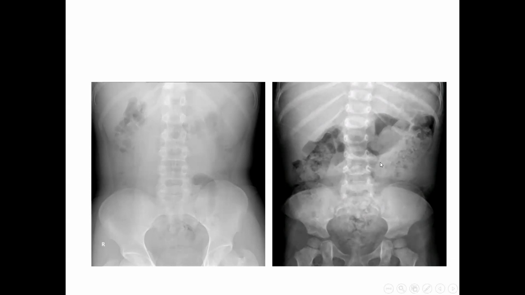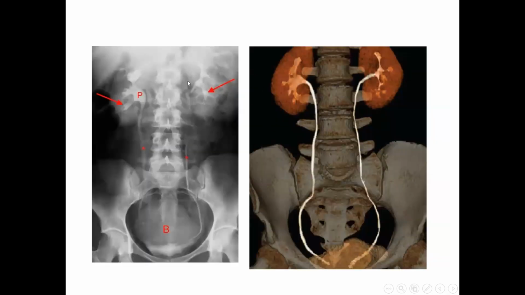Okay, so especially if we are doing the IVP study, we don't want this to happen. So you see, this is how once you give the contrast, you see the gases are still making it difficult to see the ureter, but still you are able to make out the collecting system, the ureter, and the urinary bladder. What is this image? How did we get this image?